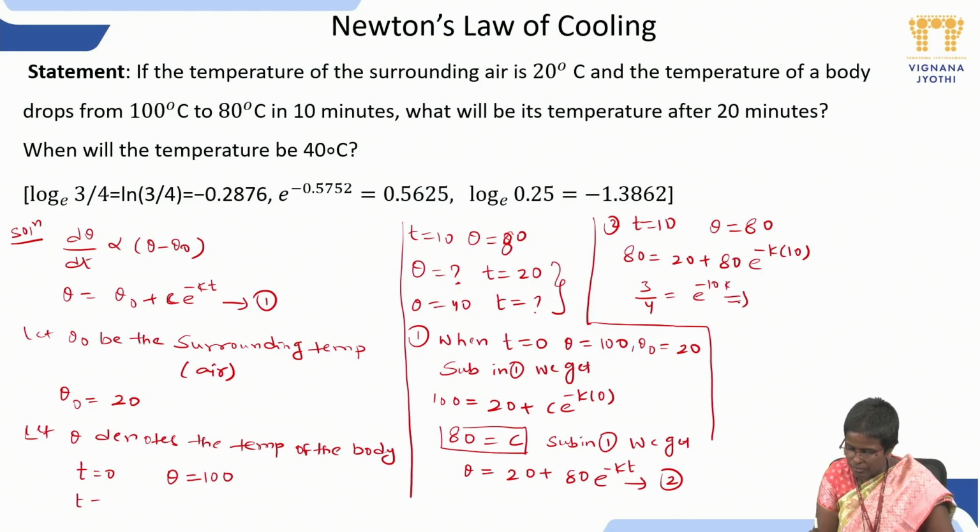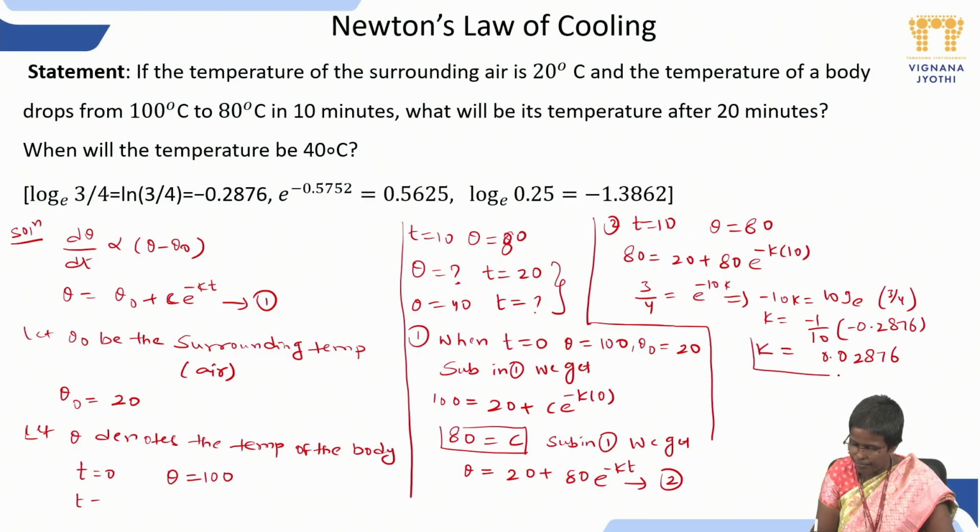Now, if we do this one, minus 10k equals log e of 3 by 4. Okay. Already, we are having the log value of 3 by 4. That is, k value is minus 1 by 10 into minus 0.2878. K value we are going to get 0.02876. Okay, K value we got this one.